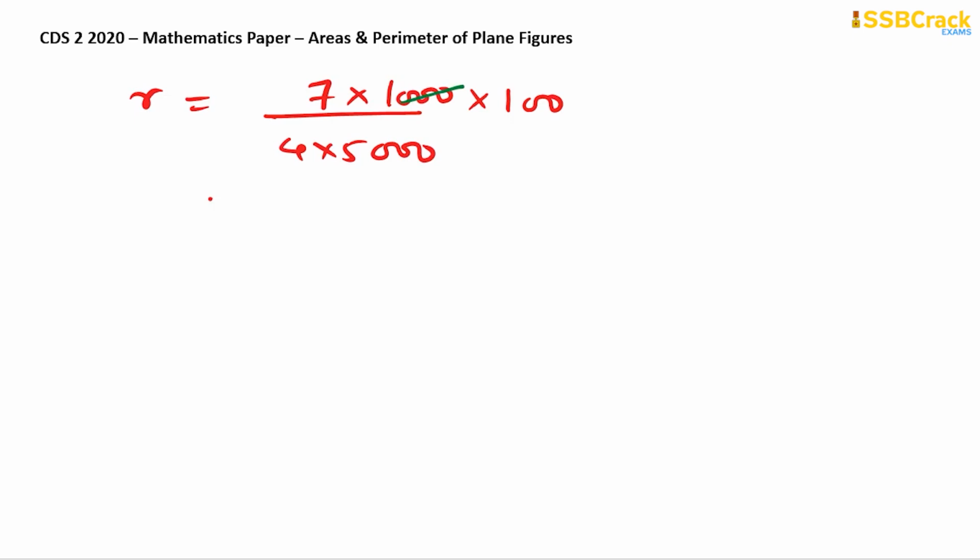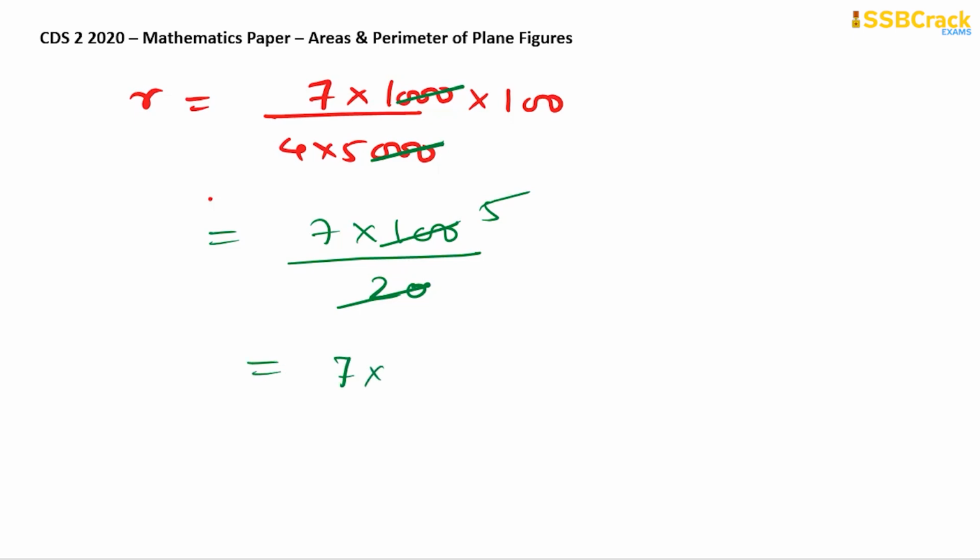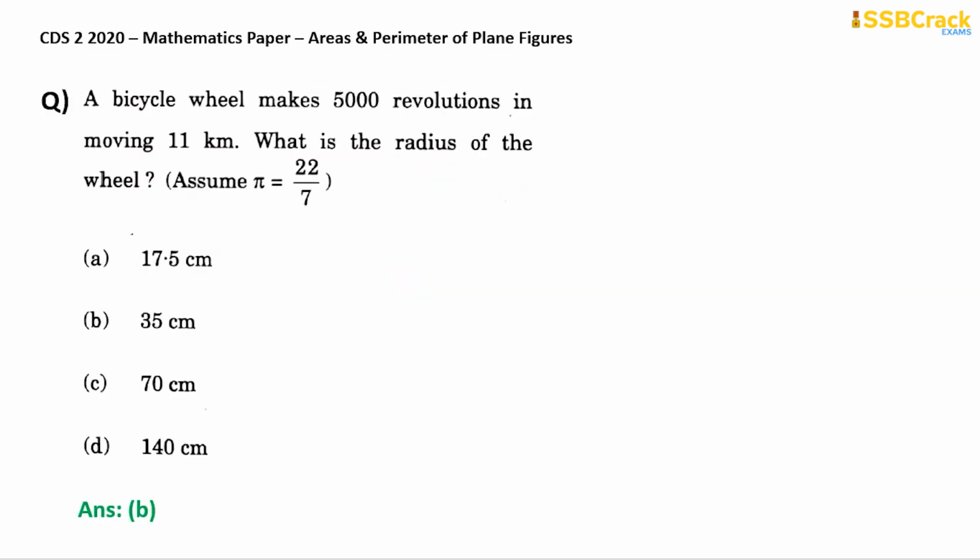So yes, now simplification will yield you the answer. Let's check. So we'll get this 7 into 100 upon 4 5s, right? It's 20. Right, so we could see that this is 21, 25, and hence we are getting the radius as 7 into 5 equals 35. So that is the radius of the wheel we are obtaining.